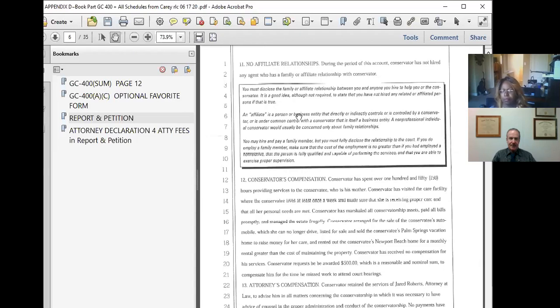Okay, now another very, very important one. I can't stress enough how important this next statement is, which is number 11. You must indicate whether you have hired anyone for repairs, to cut hair, to do any job that you paid for, if the person was a family member or had an affiliation to you. So let's say I, the conservator, hired my son to mow the lawn once a week, and I paid my son $50 a week. I would indicate here that during the time period, I did hire my son to mow the lawn for the conservatee.